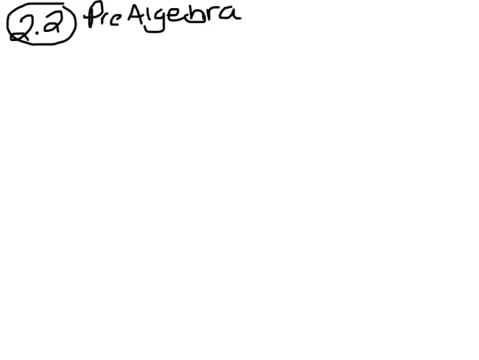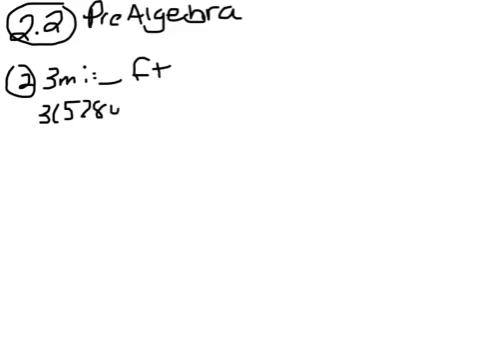For instance, if they say on number 2, 3 miles is equal to how many feet, you could just say, well, 1 mile is 5,280 feet. So 3 miles would just be 3 times that, and that's the old way you learn to do it. And honestly, that's okay for most things.